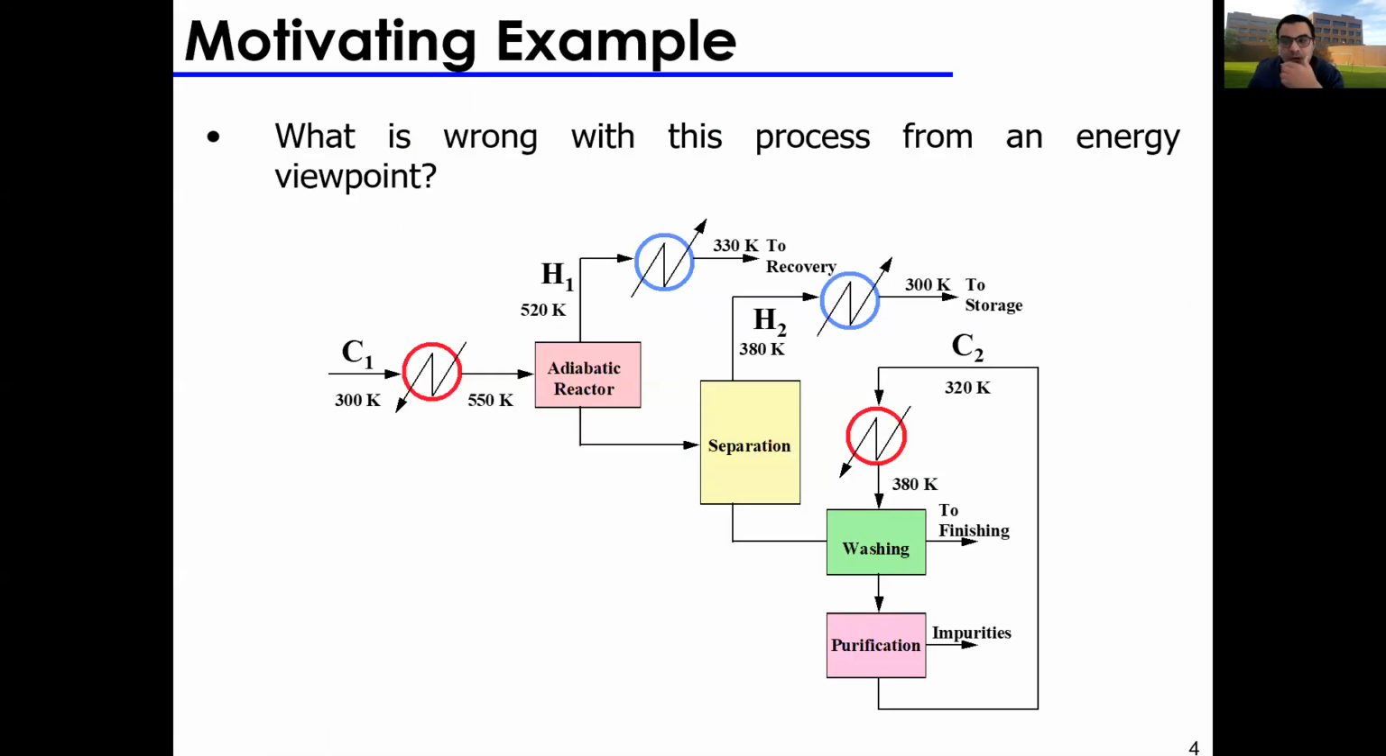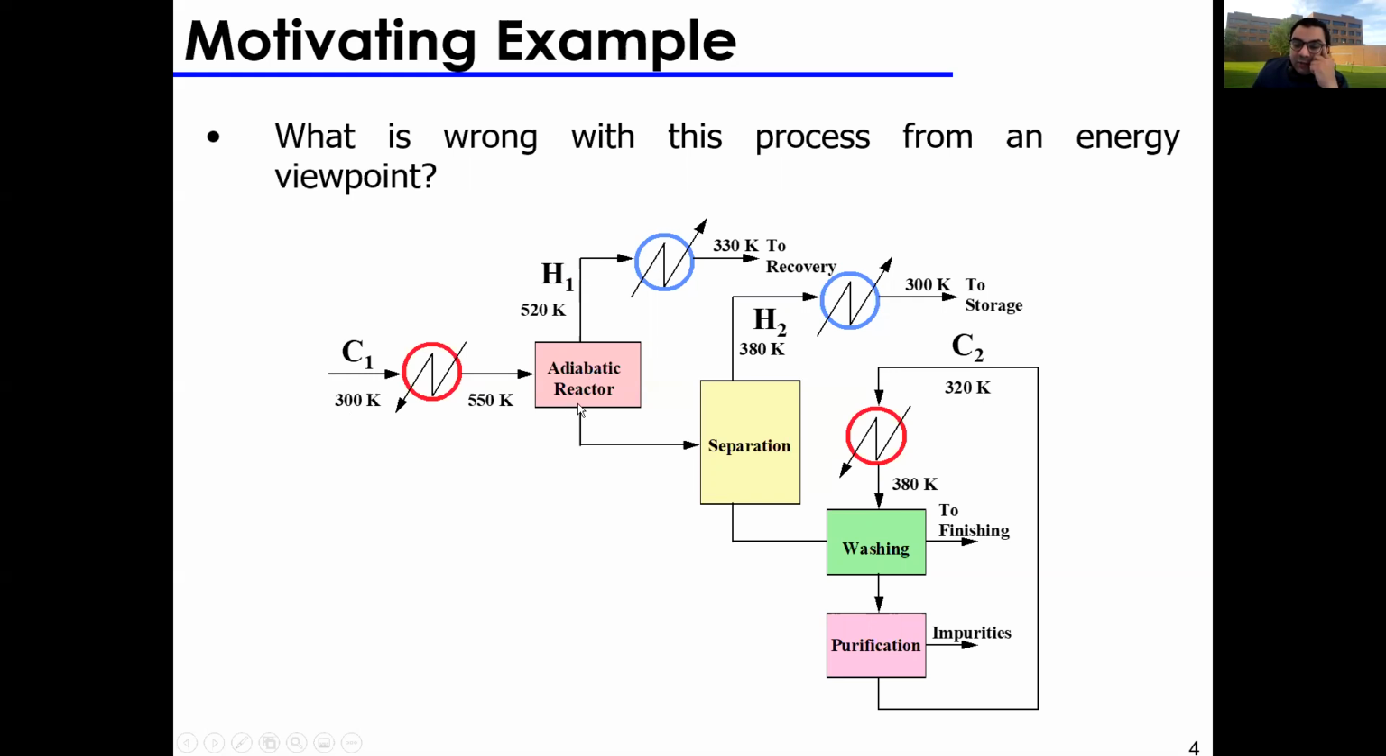Okay, so starting off, let's have a look at this process right here, which is a motivating example. So I have a stream here. It enters at 300 Kelvin. I have a heat exchanger. I heat it up to 550 Kelvin. Goes to an adiabatic reactor.